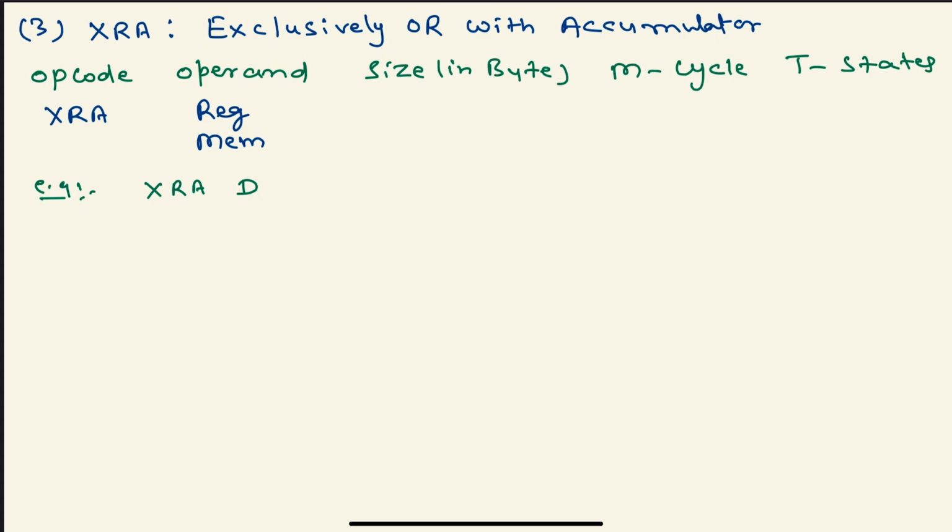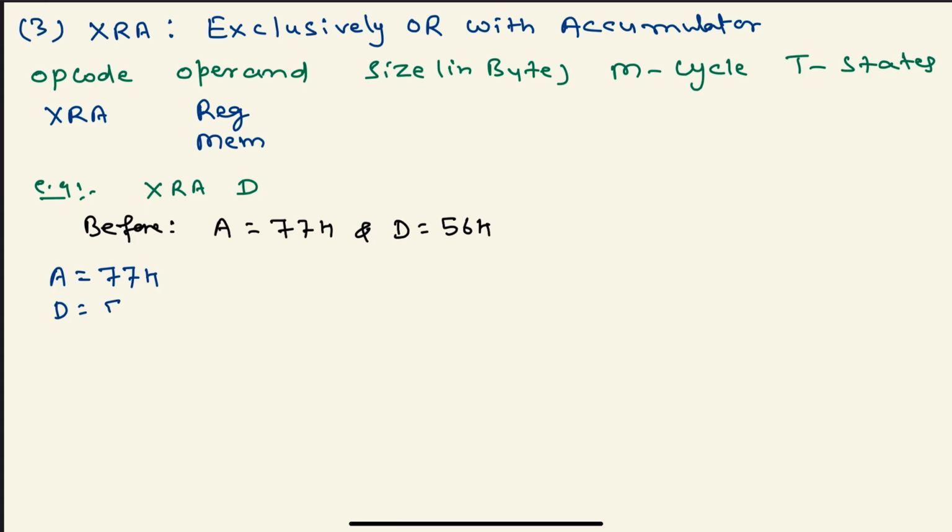XRA D, it means it will perform the logical XOR operation of the accumulator content with the D register content, and after performing this operation, the result will be stored into the accumulator itself. So before execution of this instruction, I am assuming the content of the accumulator is 77H, and the content of the D register I am taking as 56H. So now we'll see how it is operating here. This accumulator content is 77H, and this D content is 56H.